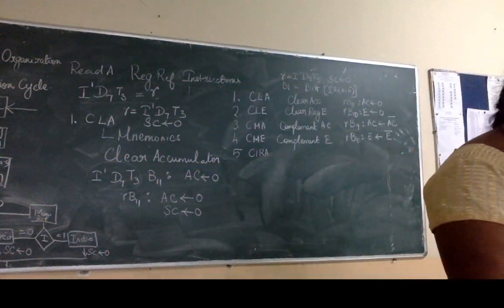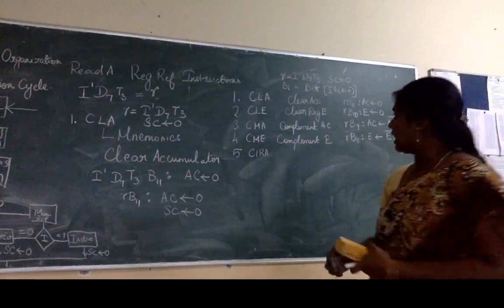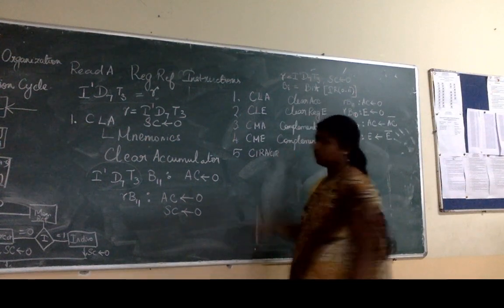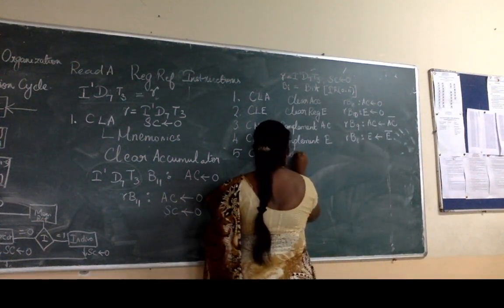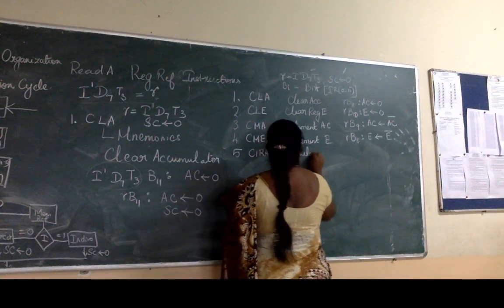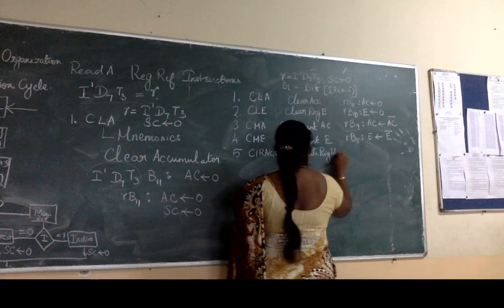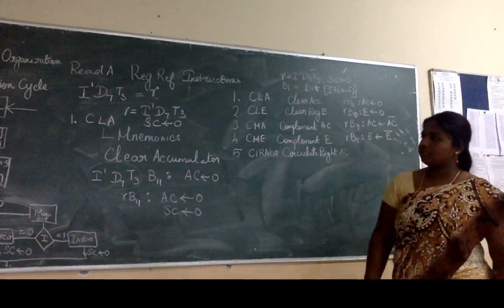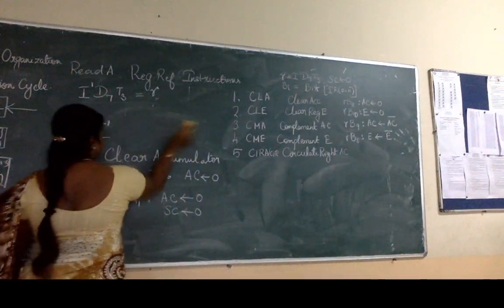CIRA. Or I can also use this as CIR. Okay, this means circulate right the accumulator register. Now imagine I have some content to be circulated, right.